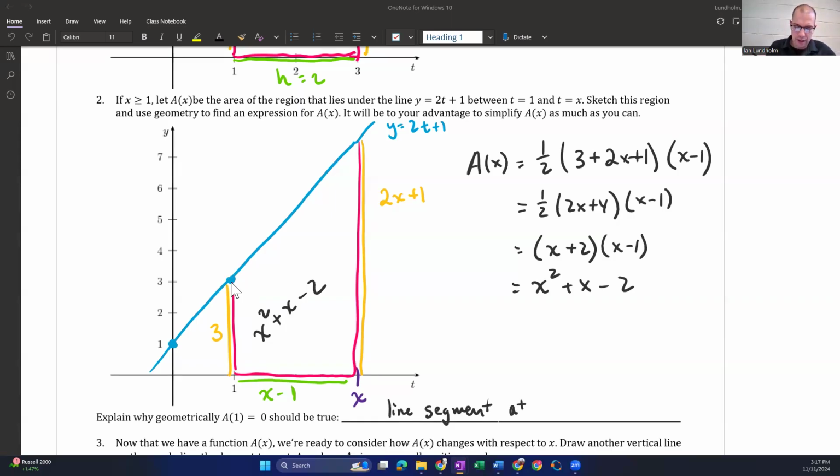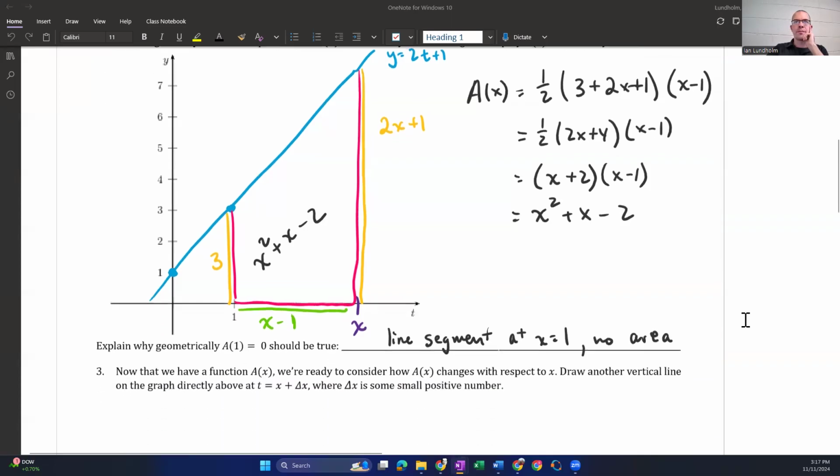Yeah, it's just a vertical line segment at x equals 1, no area. And yeah, if we were to plug in 1 into our formula, does it work out? We do 1 squared plus 1 minus 2, that equals 0. So that's working well with our formula so far. So I'm pretty happy about that.